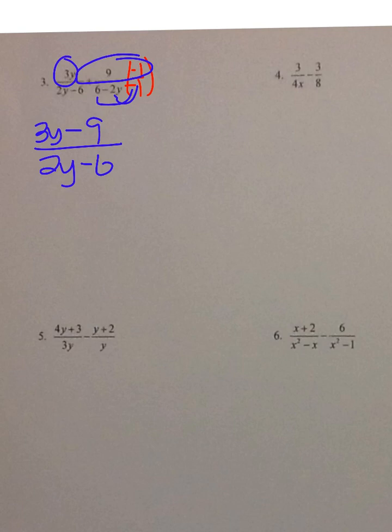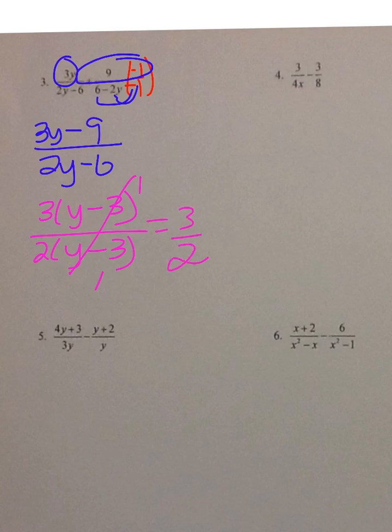And now I'm going to factor. There's a GCF in the numerator. That's 3 times y minus 3. Over the denominator, the GCF is 2 times y minus 3. So y minus 3 and y minus 3 reduce to 1 and 1. So my answer is 3 halves. Okay, so let's take a look at number 4.